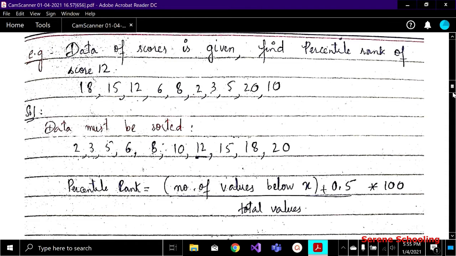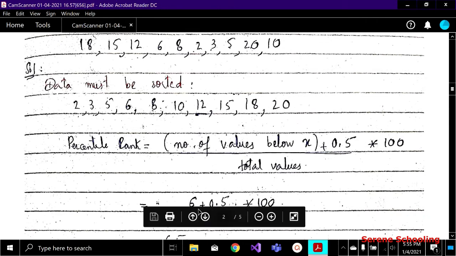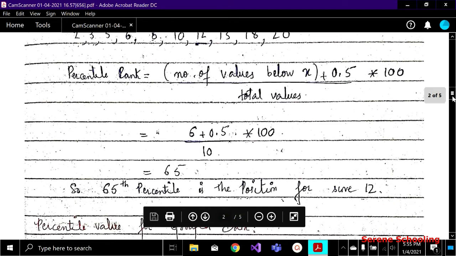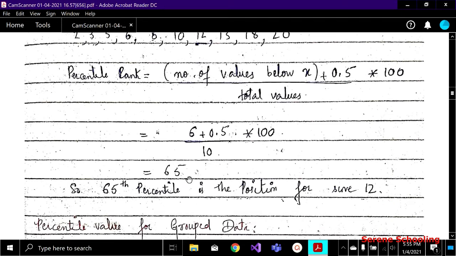So we have to write in the formula 6 plus 0.5 over total values, which are 10, into 100, which gives us 65. And this 65 is what? It is the position or the rank, the percentile value of the value 12, right? So you can also see it as P65 equals 12, right?